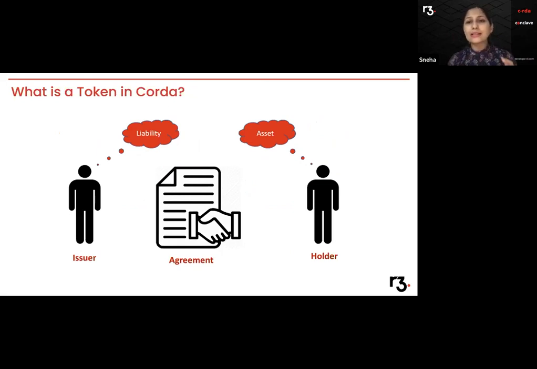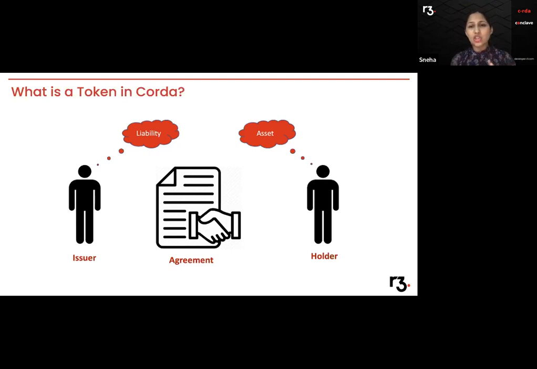So a token represents an agreement between an issuer and a holder. The token is a liability from the issuer's perspective, and an asset from the holder's perspective. You can think of tokens in this way: everything in Corda, you can assume to be an agreement. So tokens actually represent an agreement between an issuer and the owner, and because of this, it's an asset from the holder's perspective and a liability from the issuer's perspective.